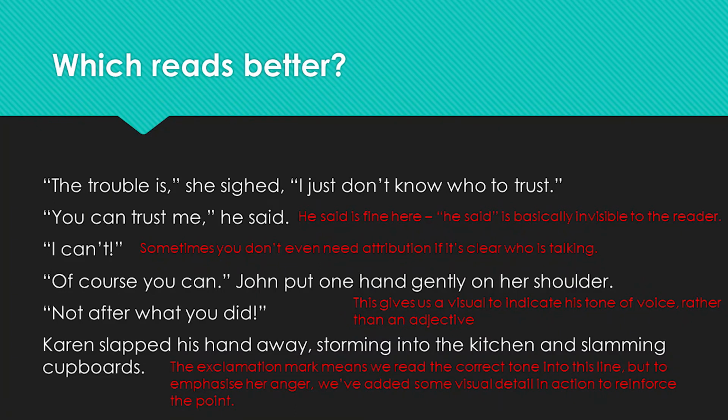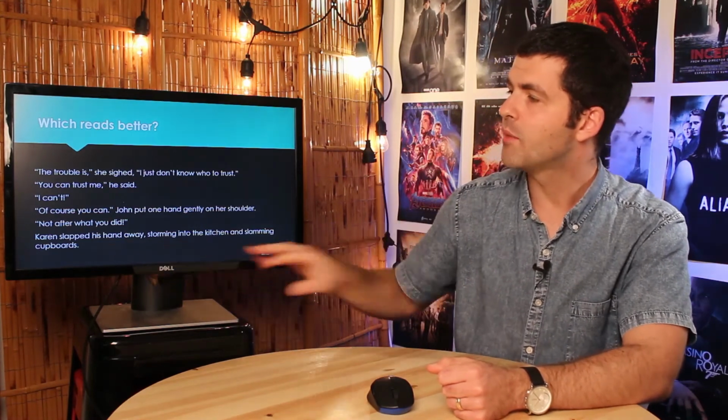Now, we don't need to say she exclaimed or she shouted because there's an exclamation mark there. An exclamation mark is indicating she's exclaiming. That's why it's called an exclamation mark. So instead, we have some action that places and gives a bit more context to show us how angry she is.